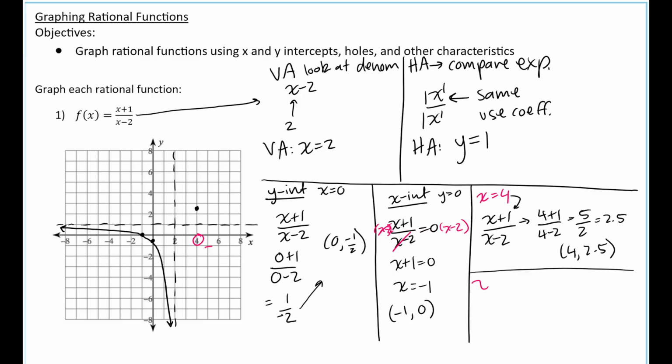Let's go ahead and do another one. Let's do x equals 5. I'm just picking numbers that I know will end up over here. There's no other reason to pick 4 and 5. I just wanted to pick them because they were over there. Okay, so 5 plus 1 over 5 minus 2 gives us 6 over 3, or 2. So we have another point to plot. 5, 2. That's enough to complete the curve. And we're done. That's how it works.